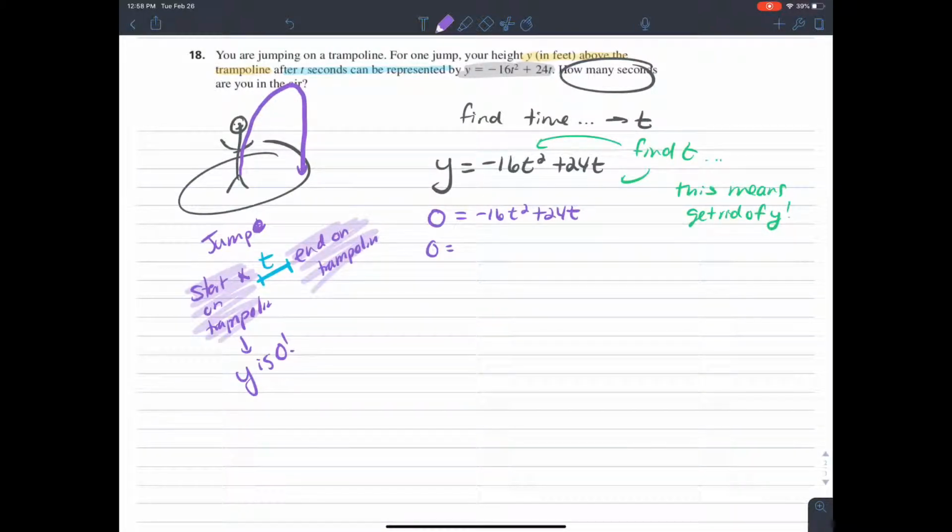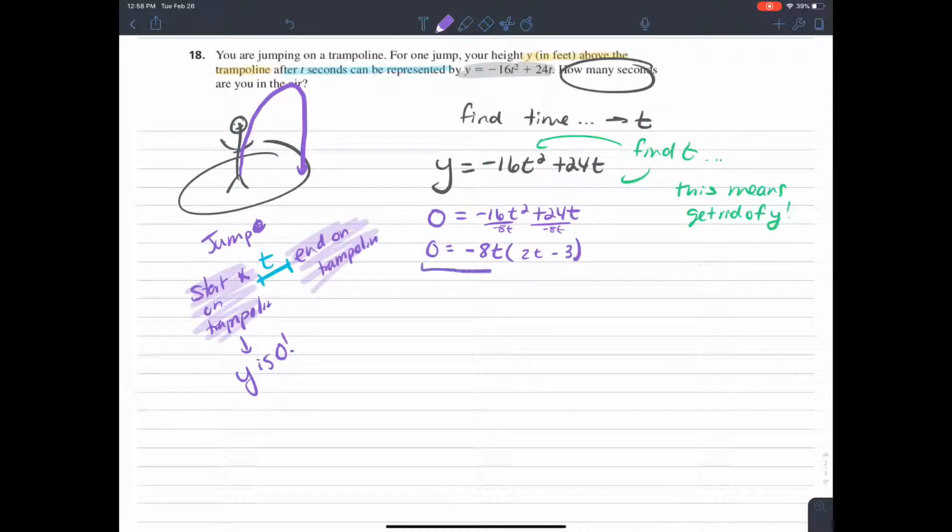So when I factor this, I'm looking for a GCF, as well as keeping the leading coefficient positive. So I'm going to factor out a negative 8t from both of these terms. So that would turn into 2t squared minus 2t minus 3.